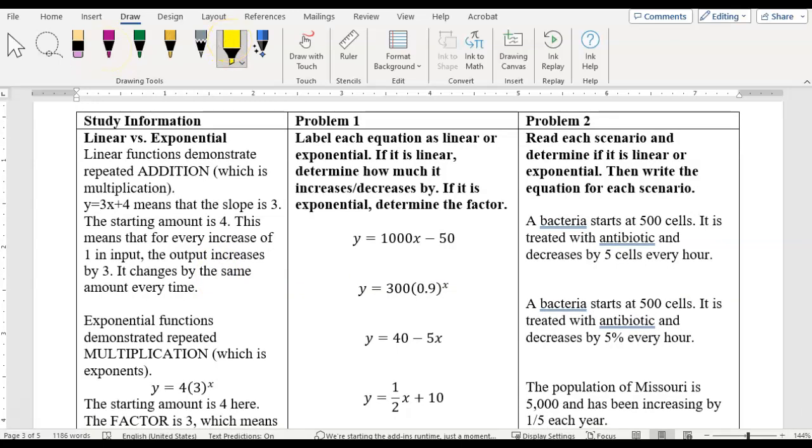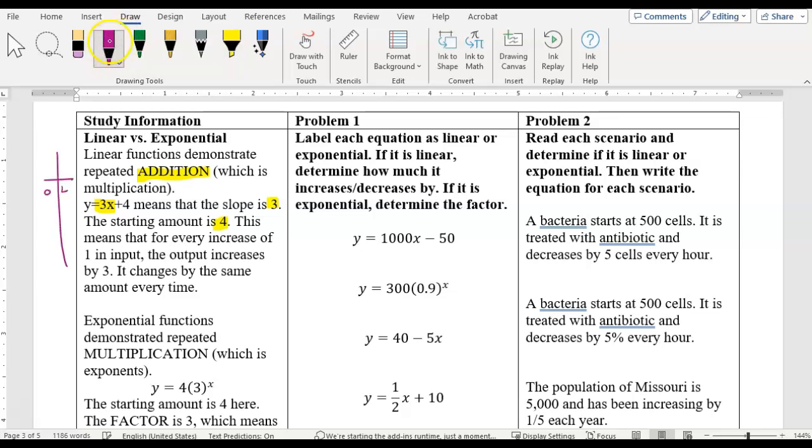So, linear functions demonstrate repeated addition. Remember that repeated addition is actually multiplication. So, that's why you see multiplication in this equation because it is increasing by 3 each time. If it's increasing by 3 each time, we have to multiply by 3. And so the starting amount here is 4, and this means that every time it increases by 1, the output increases by 3.